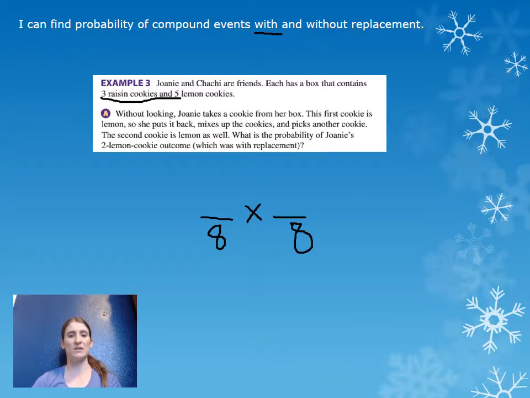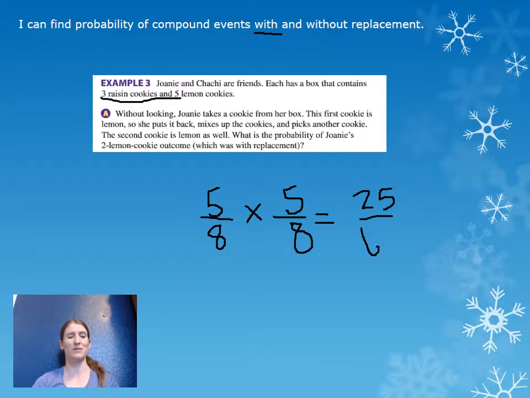The second cookie is lemon as well. What is the probability of Joni's 2 lemon cookie outcomes? So we know what she pulled out, but we want to know what were her chances before she did that. Okay, so the first one was lemon. There are 5 lemon, so that's my probability for the first choice. She puts it back in. I still have 5 lemon out of 8 total. So now we have 25 over 64.